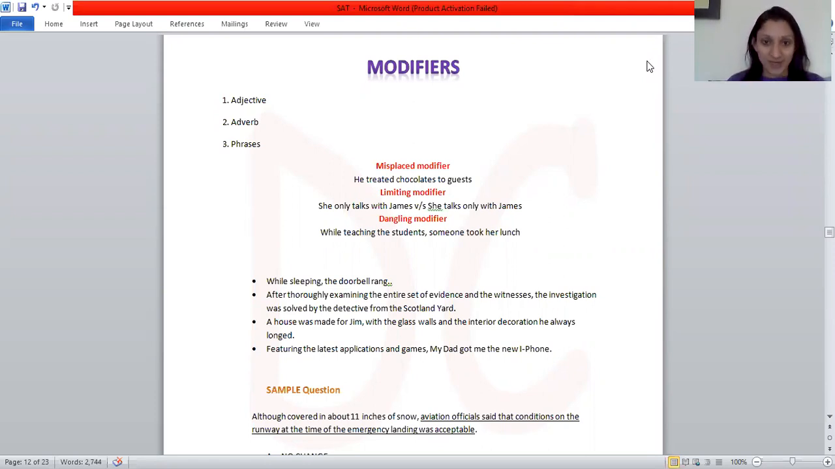Let me explain what modifiers are. As the term suggests itself, it modifies, right? Modify, changes. In the case of sentences, what the modifier does is it adds some description or it affects the sentence in some way. It's very similar to what we have done in school as adjectives and adverbs. So basically, what we are looking at in modifiers is adjectives, adverbs, and phrases. These three things.